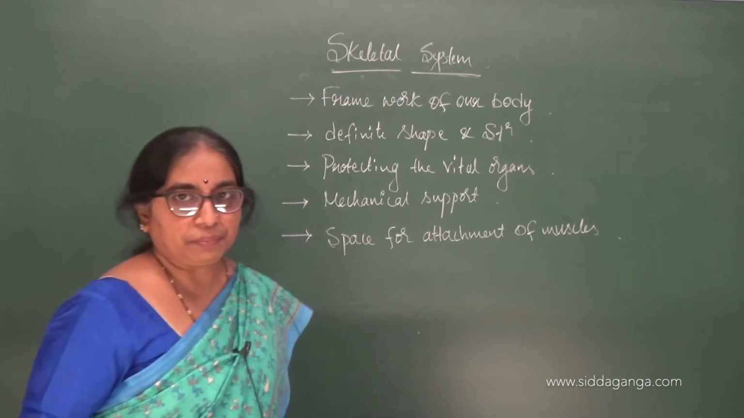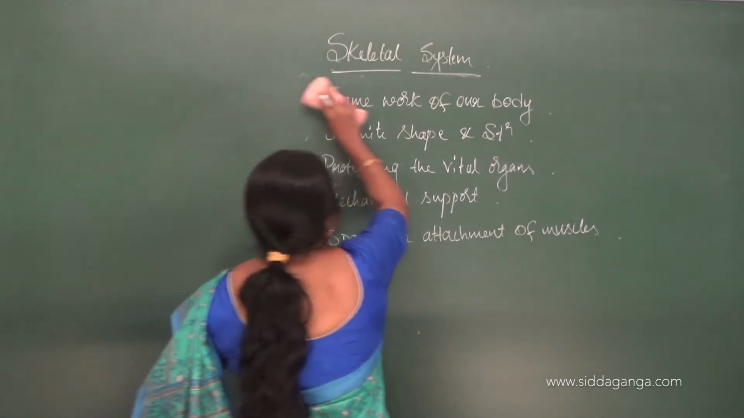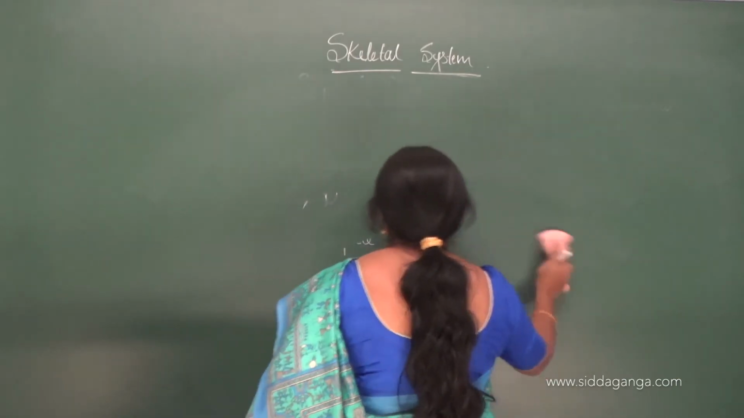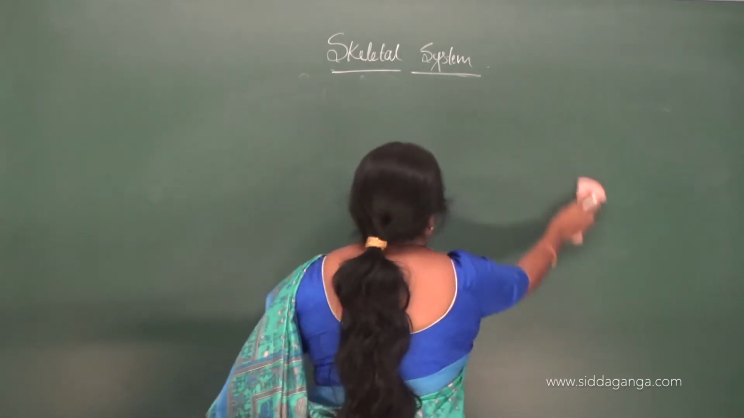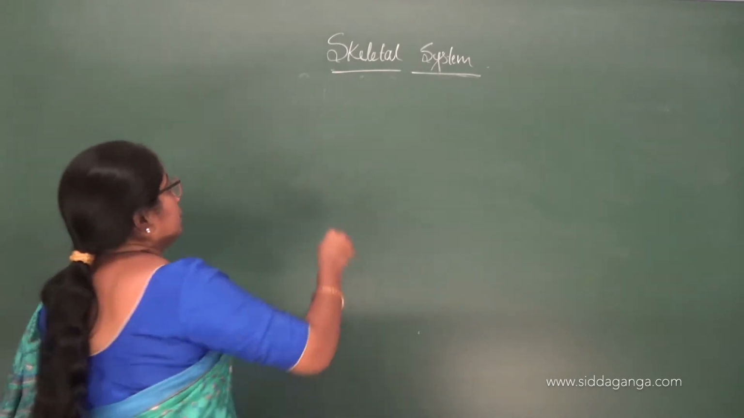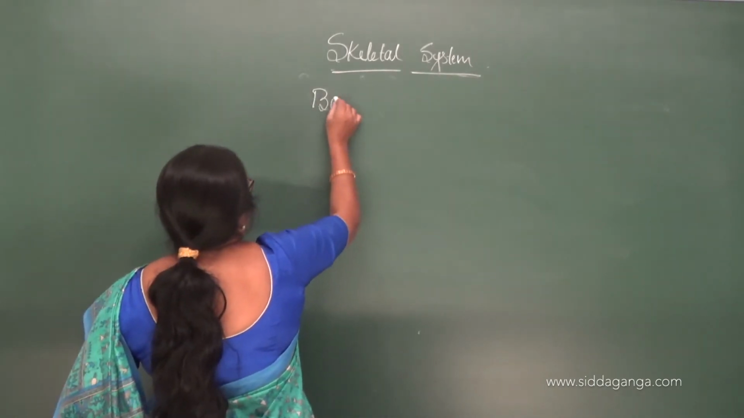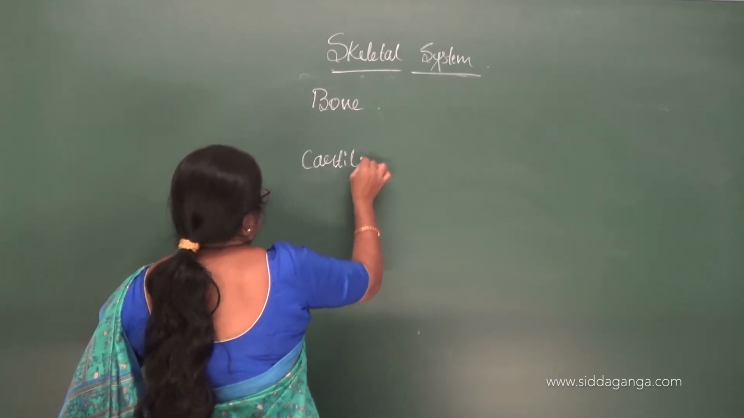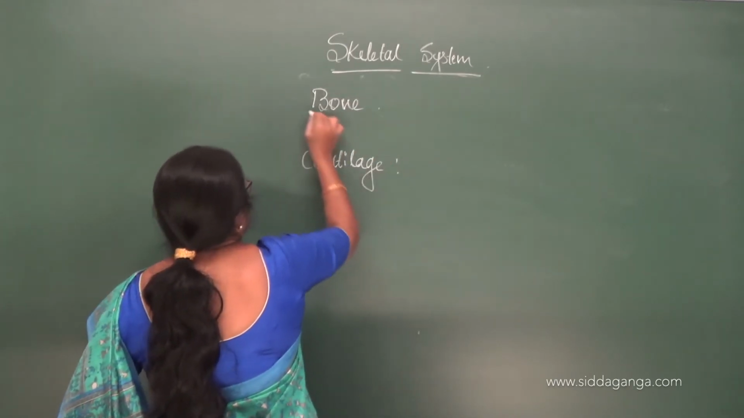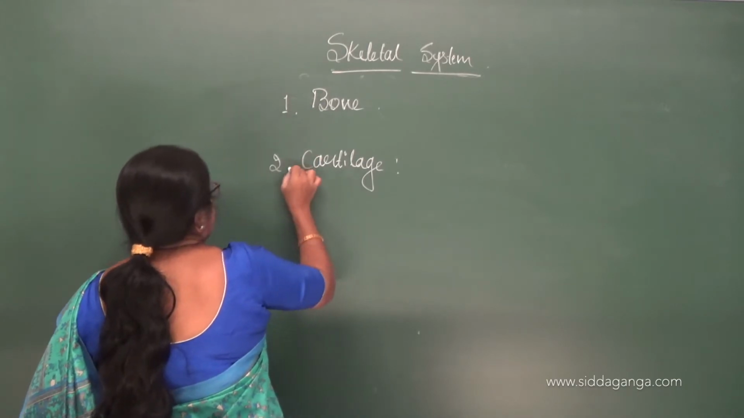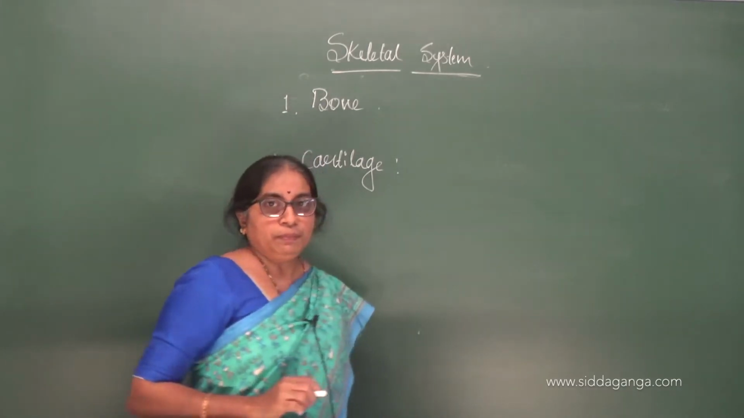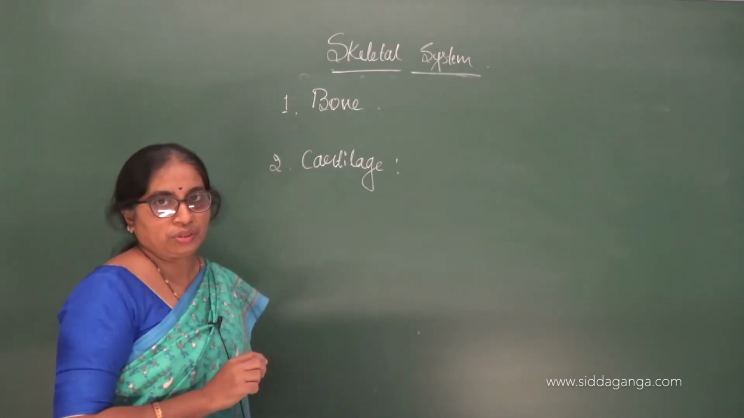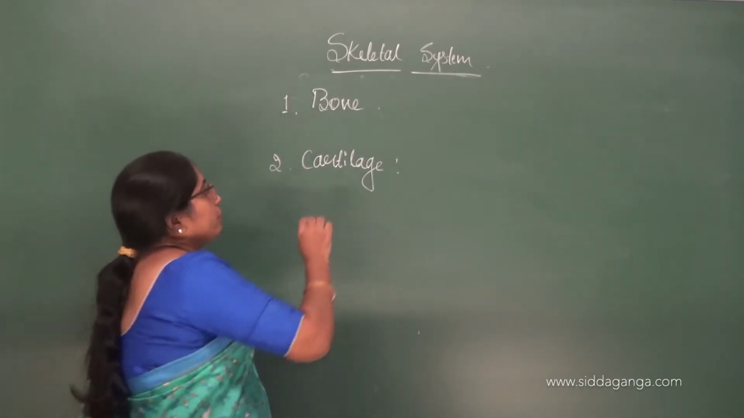Now coming to the components of the skeletal system. The skeletal system comprises two important components: one is called bone and the other is called cartilage. Both of them are connective tissues.